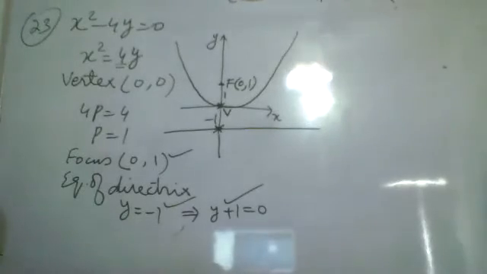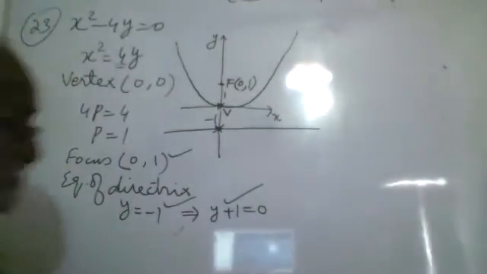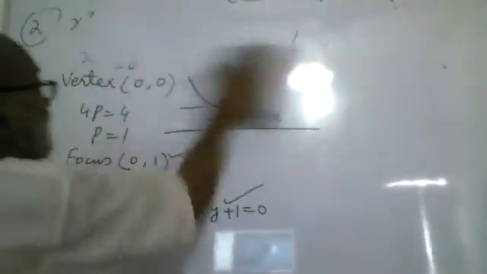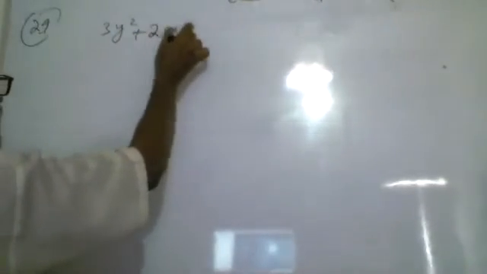Next question, question number 29. 3y square plus 2x equal to 0.